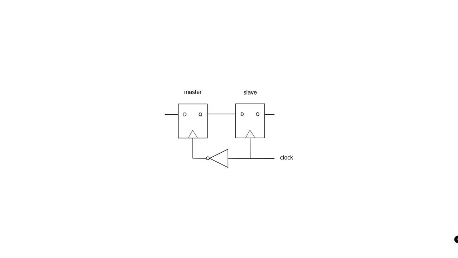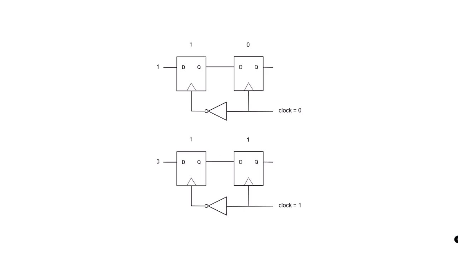We can narrow the window of transparency with a master-slave configuration of two latches. A single clock signal is delivered with opposite polarity to the two latches. When the clock is 0, the master latch is open and reads its input value. The slave latch doesn't change. When the clock is 1, the master latch closes, protecting its value. The slave latch opens, reading the new value and presenting it to the output.